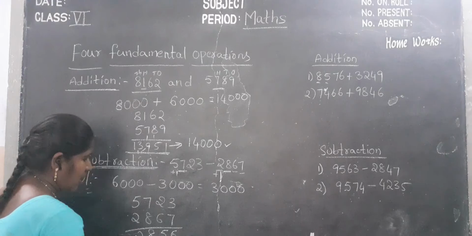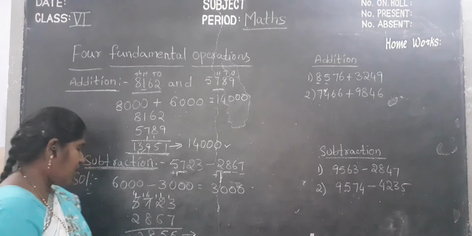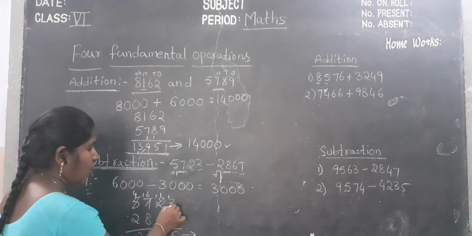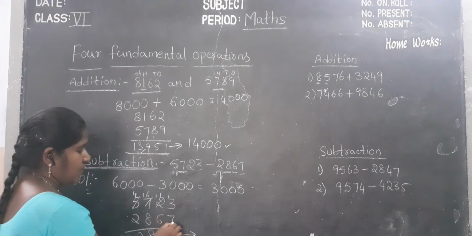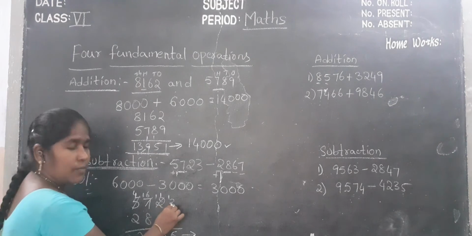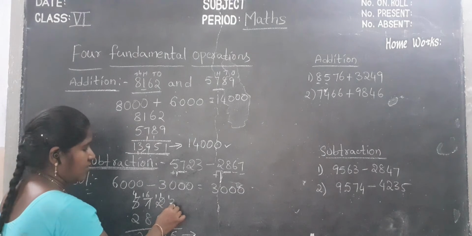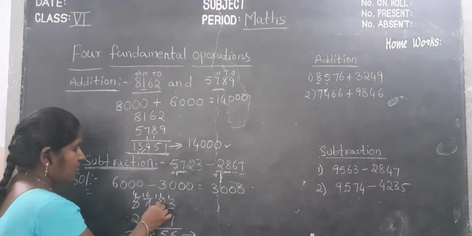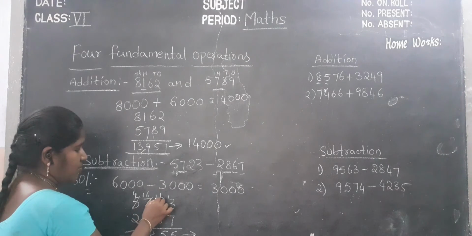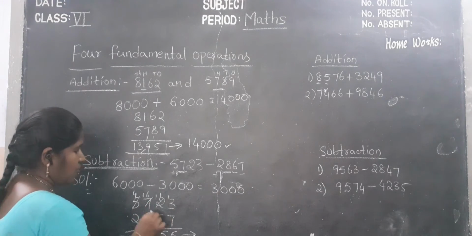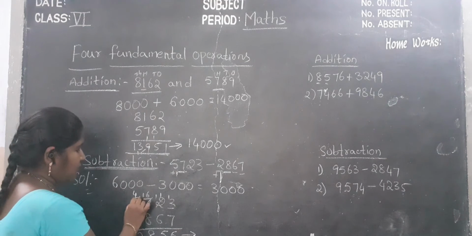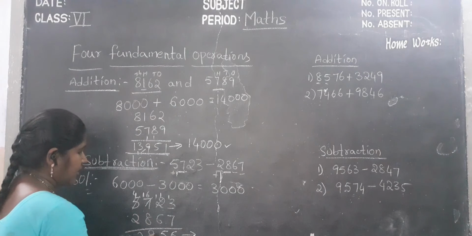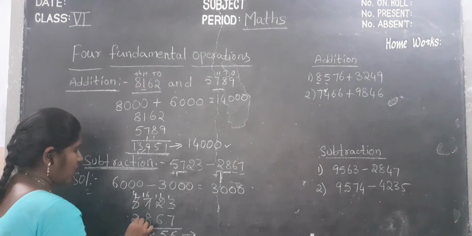So what is the answer, children? 2,856. Okay children, once again see, here we should take borrowing subtraction. So here 3 minus 7 means we will borrow from 2, children. So 13. 13 minus 7 means 6. Here we have 1. Take 1 from 7 means 11 minus 6, 5. Here we have 6. Take from 5 means 1. 1 means 16. 16 minus 8, 8. Here we have 4. 4 minus 2, 2.